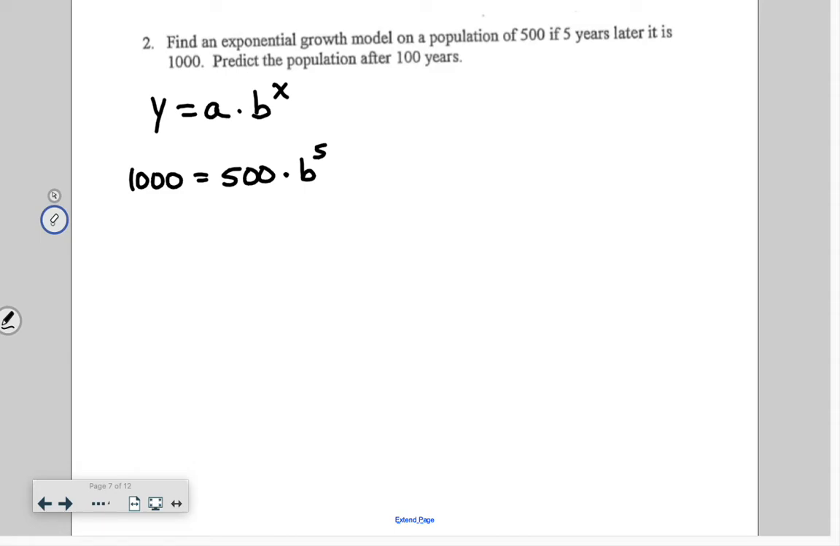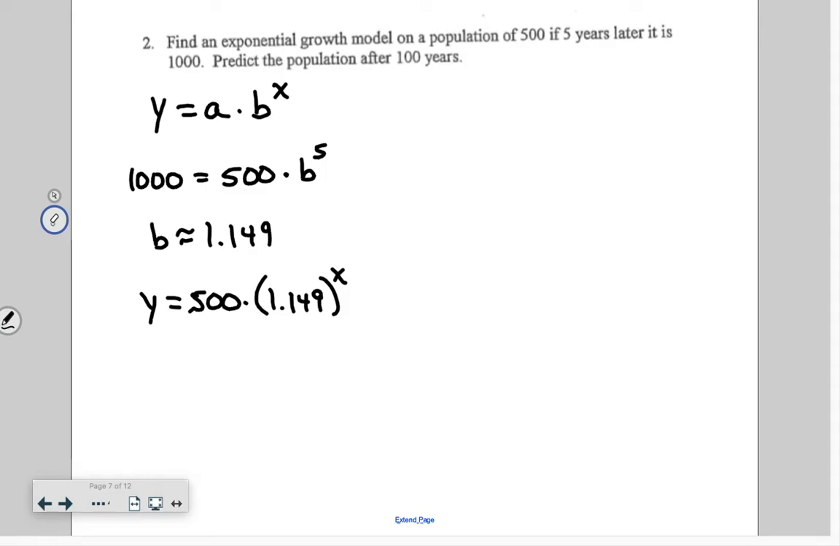And we solve, just like the last one. Solve for b. Divide by 500. Raise it to the 1/5 power, the 5th root. And that should give you the b value. Which we get what? 1.149 is what you should get. Divide by 500 and then raise to the 1/5 power. So 2 to the 1/5 power. Which means the equation that models this is y equals 500 times 1.149 to the x power. That's the equation that is modeling this situation.